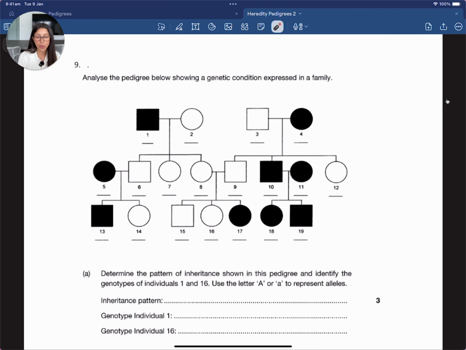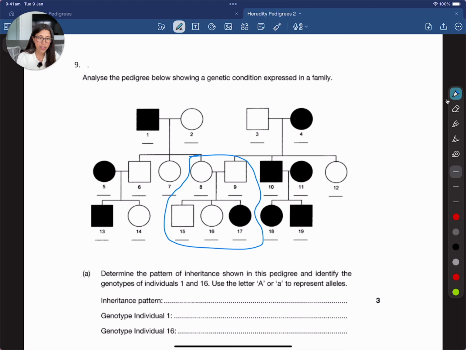And our final question: analyze the pedigree below showing a genetic condition expressed in a family. Determine the pattern of inheritance shown in this pedigree and identify the genotypes of individuals 1 and 16. Use the letter capital A or little a to represent the alleles. We're seeing 2 unaffected parents with an affected offspring. That's telling me that it is a recessive condition.